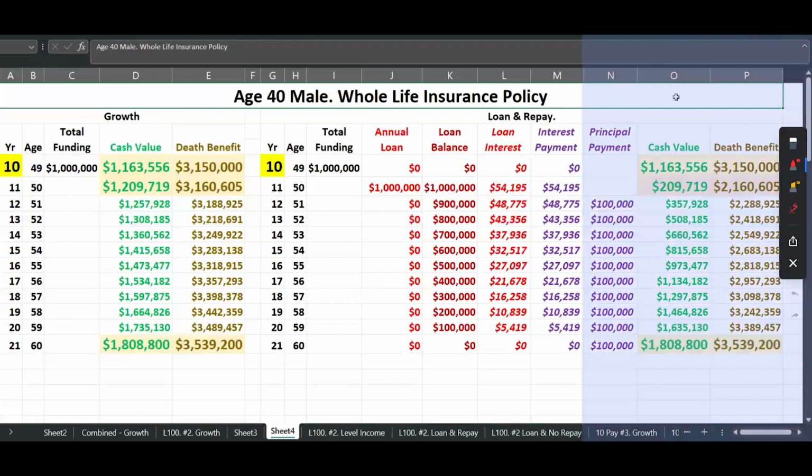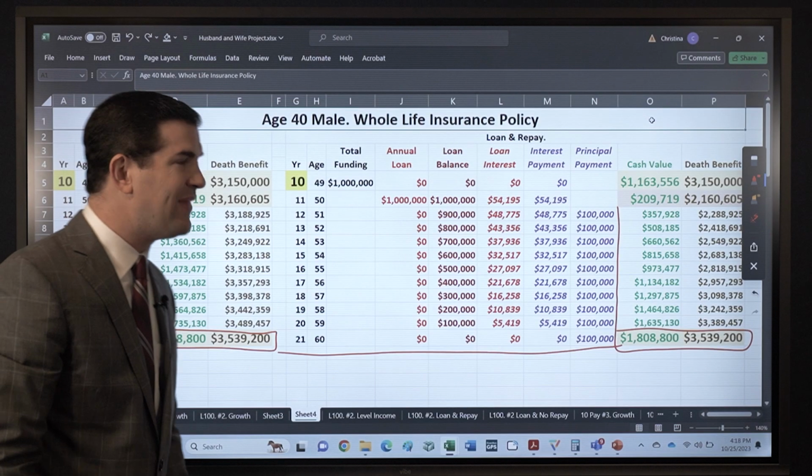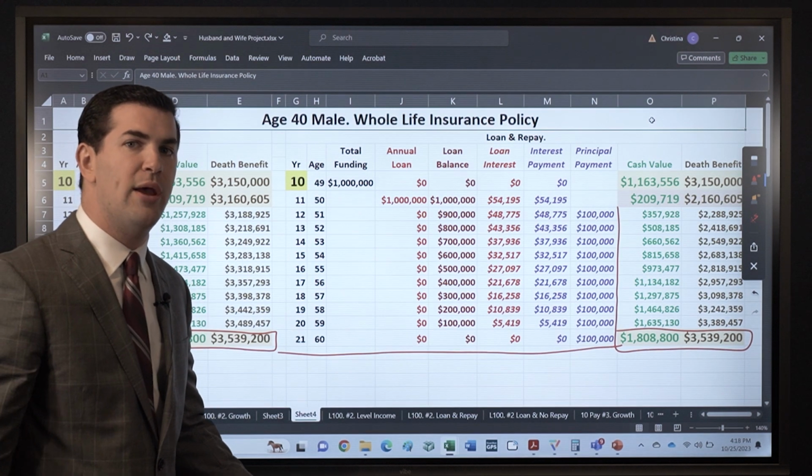Example to the left, where you just let it sit and grow. Cash value has appreciated to $1.8 million. Death benefit is 3.5. In this example, when the loan's paid back, there's your cash value and death benefit. Are those values any different? No. It's fully restored to what it would have been as if we never touched it in the first place. We receive that constant compounding all the way through.